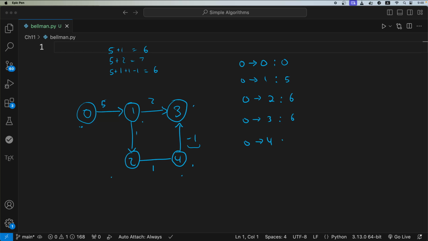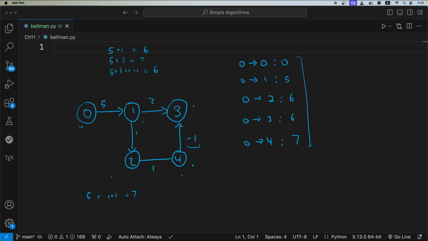And the final one is from 0 to 4, right? This one is going to be, we have 5, and then we would generally go 1 and 1, which would be 7, right? So that would be the only way to get to 4. So these are the minimum possible ways to start at 0 and get to another node inside of the graph. That is the general idea of what we're trying to do. We're trying to map out all of these different solutions for a given graph. Starting at one point, ending at the other, how do we minimize the edge weights?